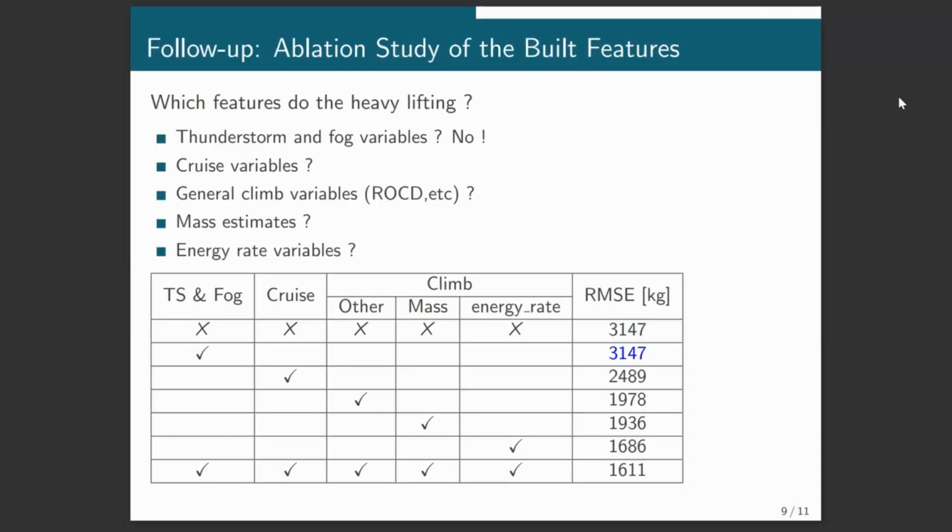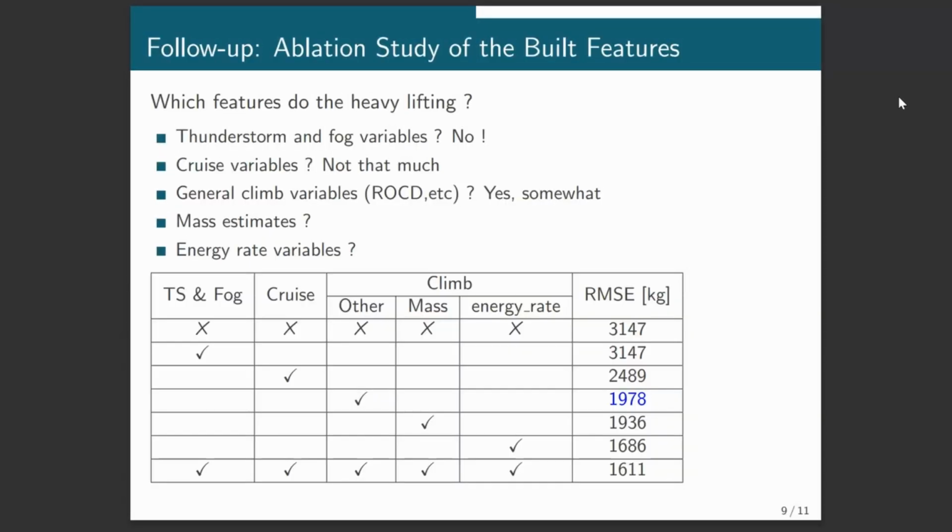So thunderstorm and fog variables, it does not improve the model, so this might not be that useful. Cruise, it improves, but not that much. So general climb variables, so just the rate of climb, true speed, so no mass, no energy rate. It's a good score. Mass estimates, yeah, it's good. And energy rate variables, it's really good. It's almost the same score as with all the variables.